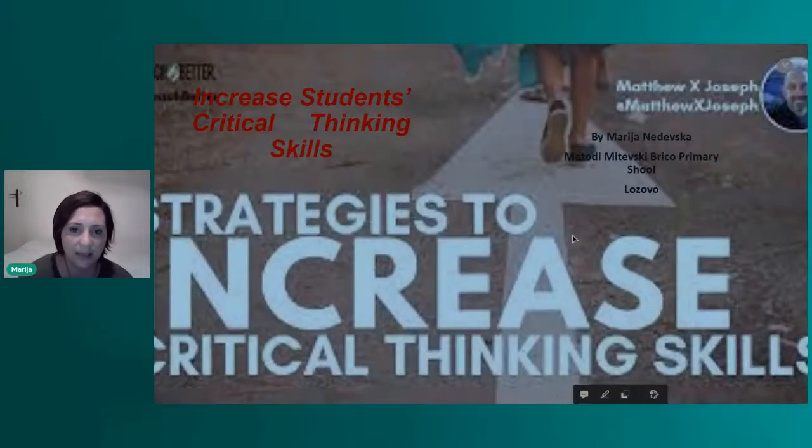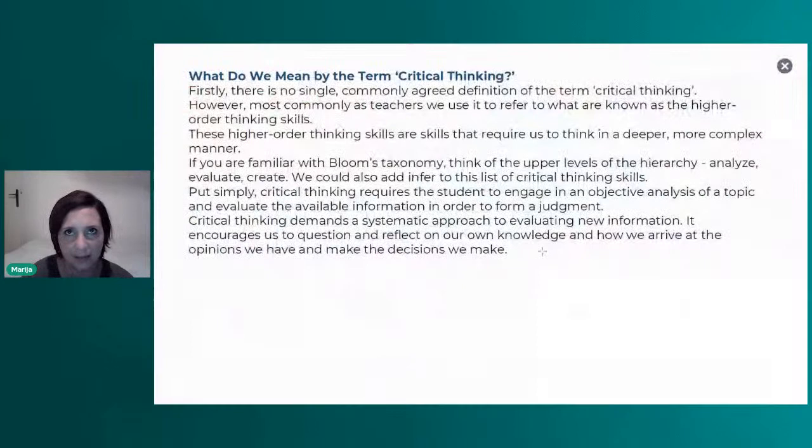We know that everyone now, in the last few years, there is no single commonly agreed definition of the term critical thinking. Most commonly, as teachers, we use it to refer to what are known as the higher order thinking skills. These higher order thinking skills are skills that require us to think in a deeper and more complex manner. So everyone is familiar with Bloom's taxonomy. So think of the upper levels of the hierarchy: analyze, evaluate, create. And we could also add infer to this list of critical thinking skills.